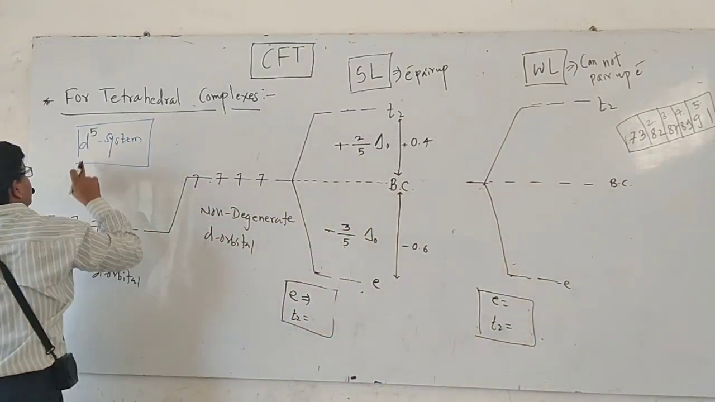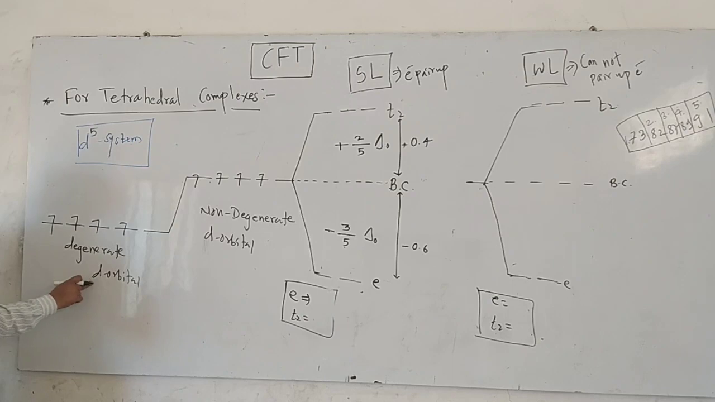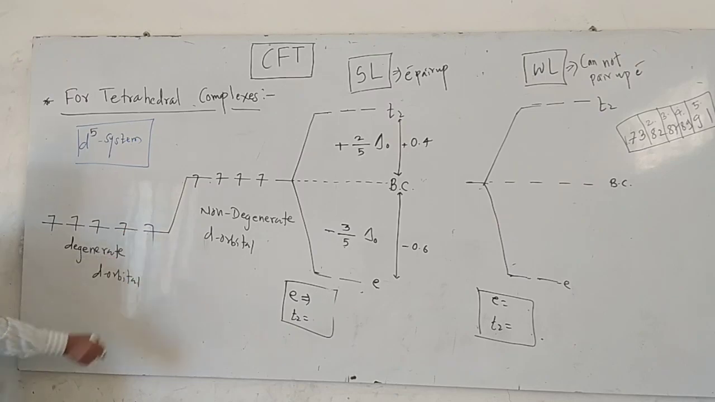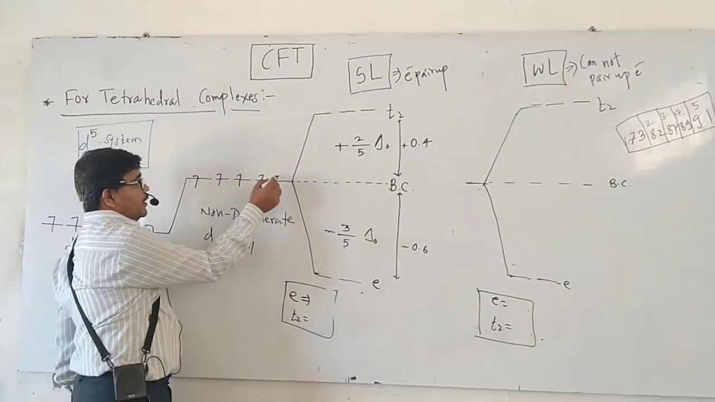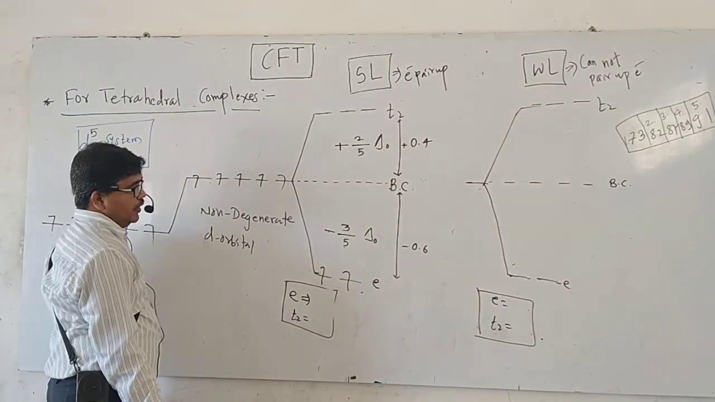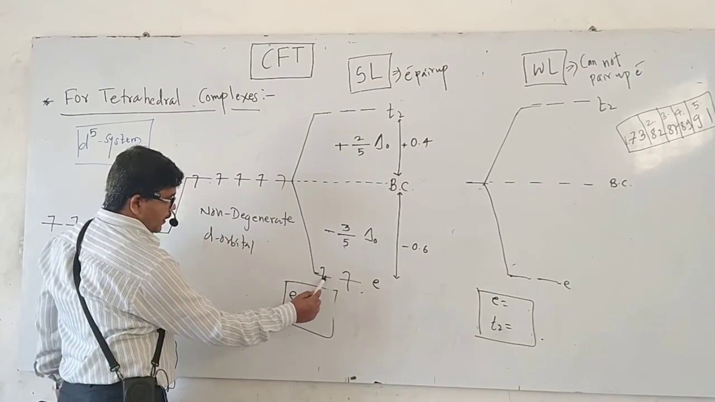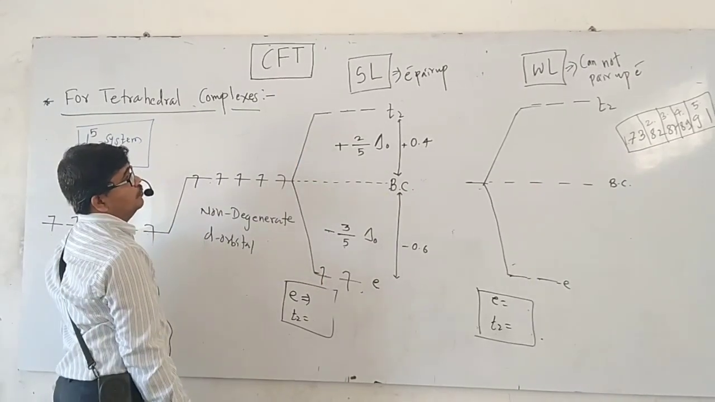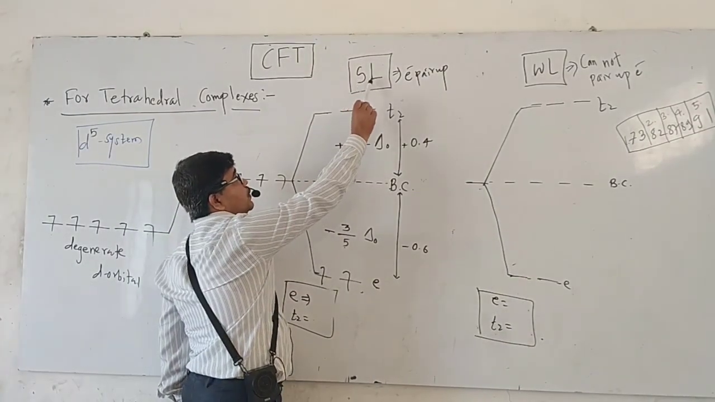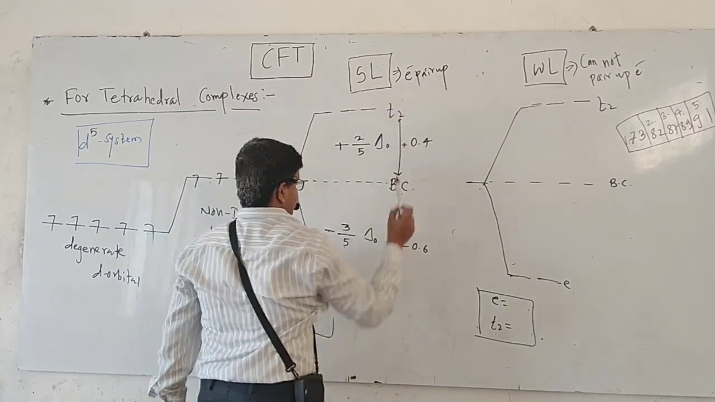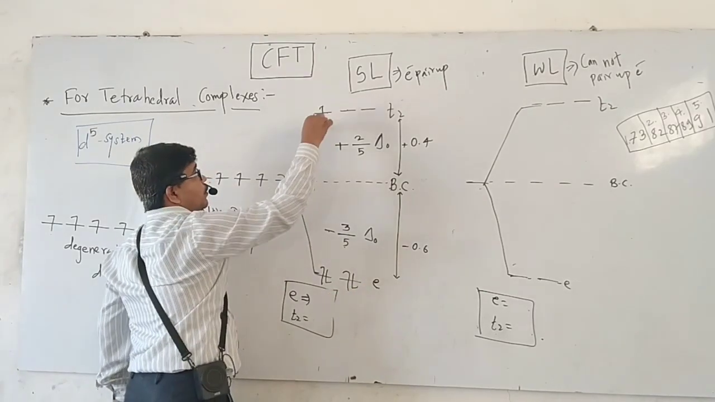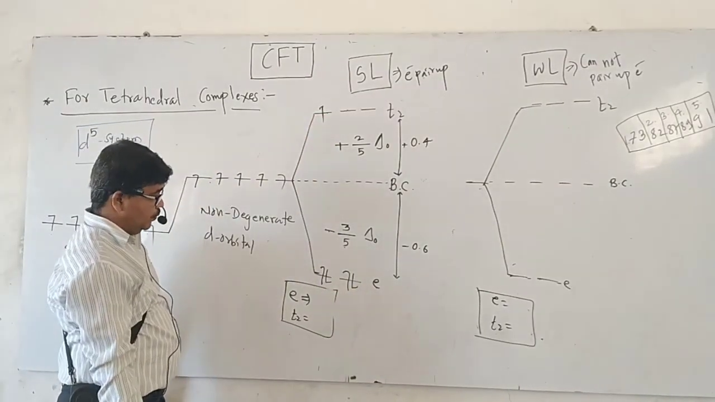Now D5 system means in the d orbital there are 5 electrons. I have already written 4 electrons, so this will be the 5th electron. 1, 2, 3, 4 and this is 5. Now 1, 2. Now the third electron will either do pairing or it will go in the T2. We will decide it on the basis of strength of ligand. Now you know that in case of strong ligand, electrons pair up. So the third electron will pair up, the fourth electron will pair up, and the fifth electron will enter into T2.